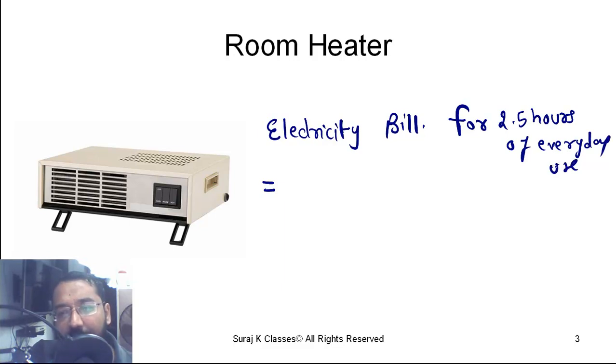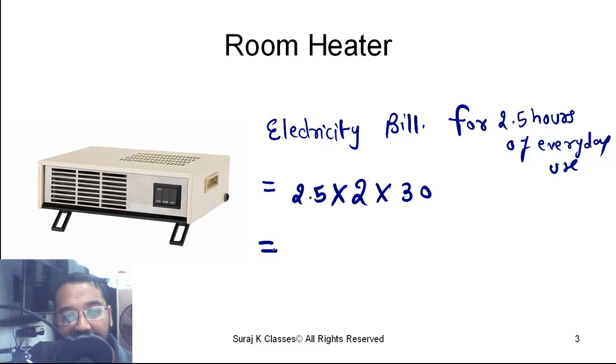You can also keep it as an average use, because sometimes there may be no use of this. Sometimes you are going outside, or you are not at your home. So for keeping it an average, let's assume this is 2.5 hours of use per day, and this is a 2 kilowatt rating of this particular room heater, and you are using it for 30 days. Then this will give you the units consumption of 150 units.